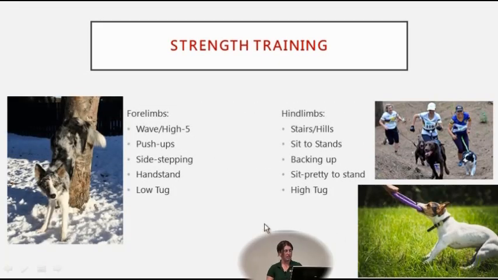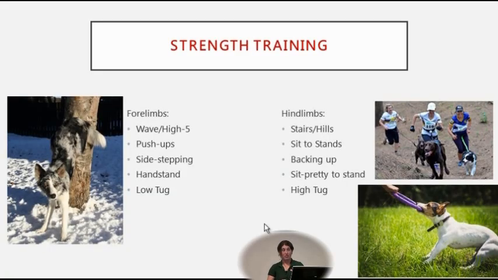So some of my strength training ideas that I have for clients with their forelimbs would be wave, so waving in the air, or high five, where they actually reach out and touch your hand. And you can do that in different planes so that you're activating different types of muscles.